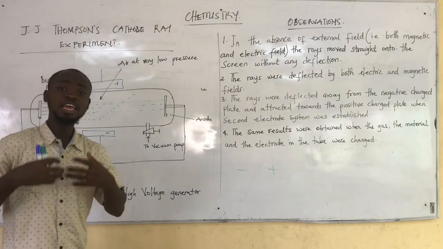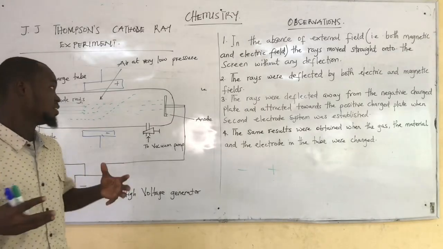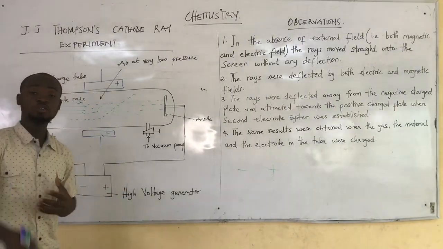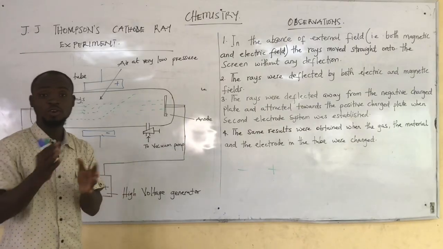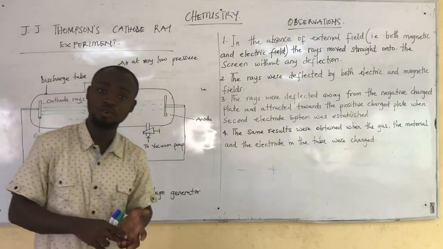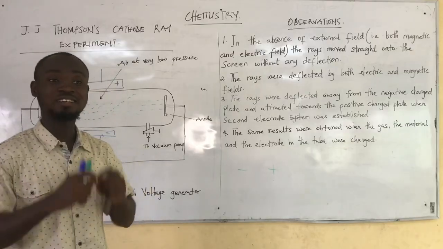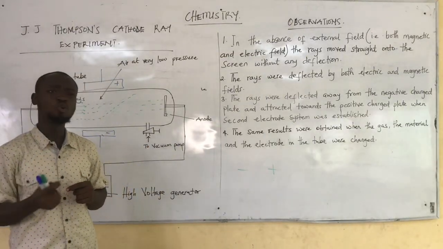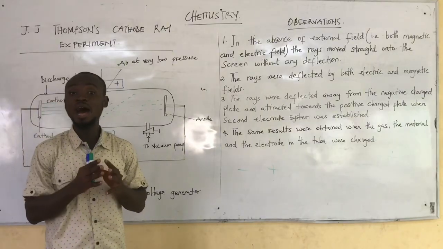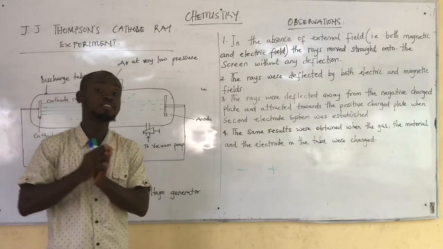So you can explain each observation as its corresponding conclusion. The observation that the particles were deflected by both fields, that is the electric field and magnetic field, indicates that the particles are charged particles. Once we are talking about charged particles, we need to know what charged particles they are. Are they positively charged particles or negatively charged particles?